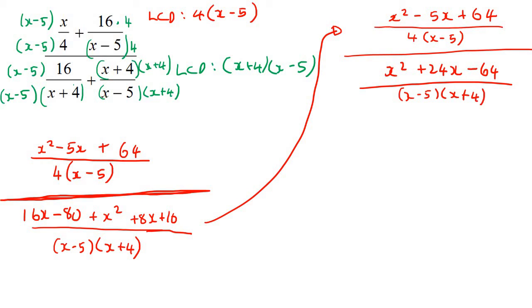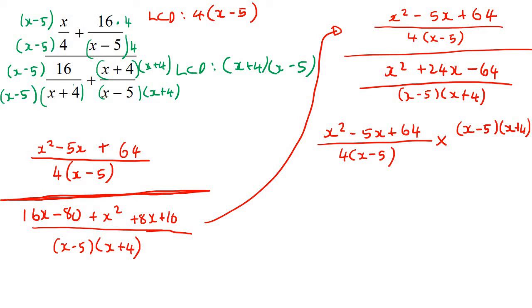So now what's nice is we have a single term over a single term. So now we can use the keep, change, flip. We write out the first fraction exactly as it is. We change the next one to a multiply, and then we flip it over. So it's going to be x take away 5, x add 4, and then at the bottom we have x squared plus 24x take away 64.